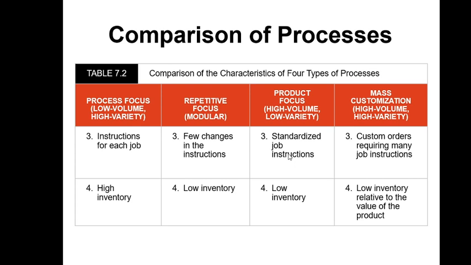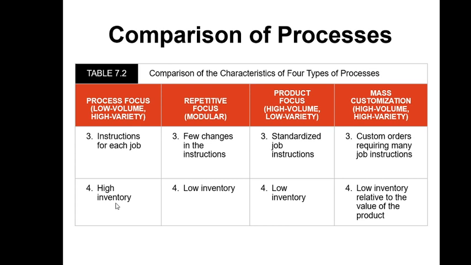In the product focus, of course, it's standardized job instructions. It's well known, and most of the time it's written, by the way, and it's standardized, so you don't need any flexibility in that, or you don't really need to estimate or predict what you are going to do. You just have to follow the standards. In the mass customization, of course, it's make to order, so the instructions will depend on the order that is required by your customers.